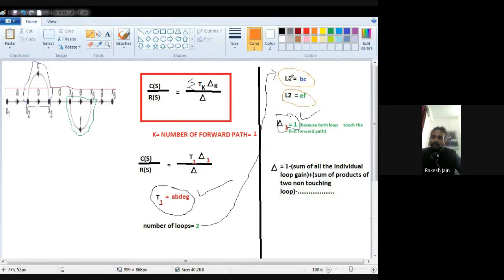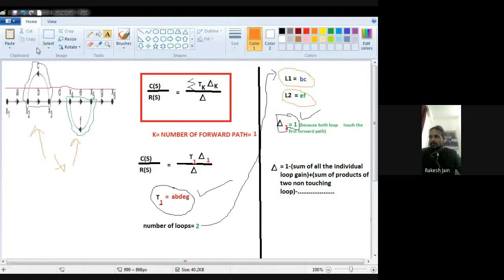See, here only two loops are there. So check whether these two touch each other or not. See, this BC loop and this EF loop are separated from each other. They do not touch each other. It means they are non-touching loops. And then three non-touching loops: here only two loops are there, so we have to stop at this step.